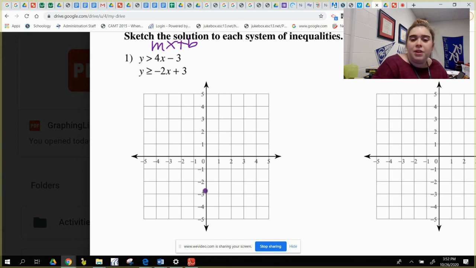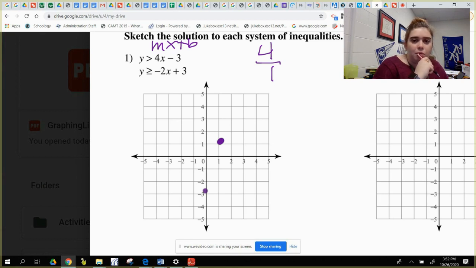Then how we find our next point is using that slope. We have a slope of 4, which means 4 over 1. Doing rise over run, we're going to go up 4 and over to the right 1. That puts our next point right here. All right, so we have 2 points now, which means we can draw our line through.